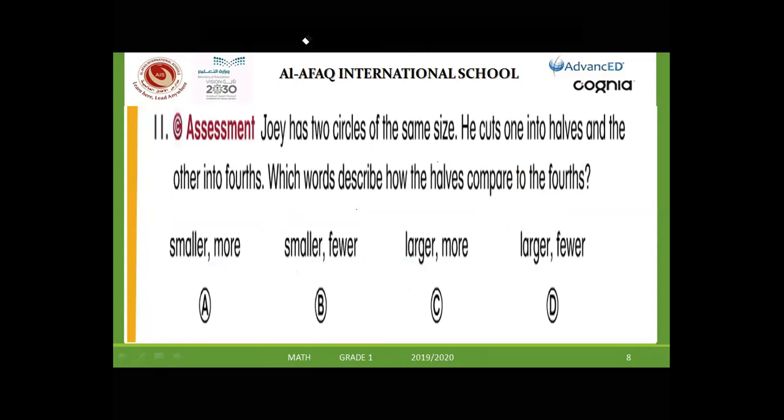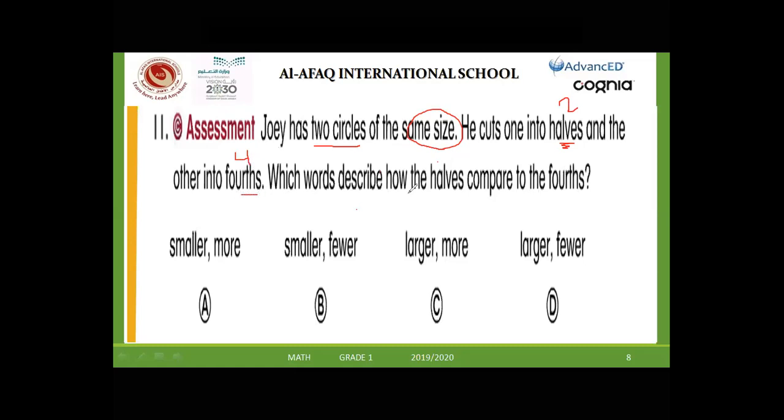Okay, here. Joy has two circles of the same size. The two circles have the same size. This means they have equal shares. He cuts one into halves, one of them into what? Halves. So how many parts here? Two. And the other one into how many? Into fourths, means four.